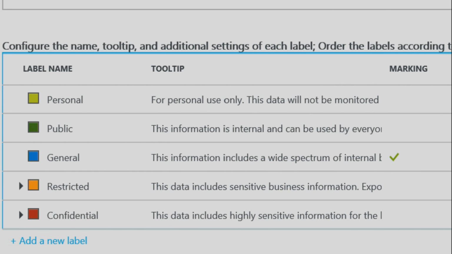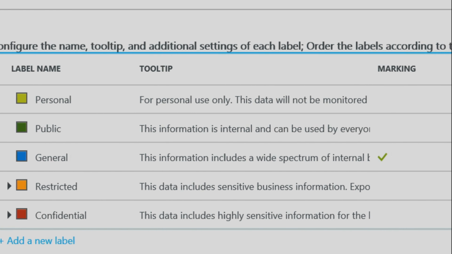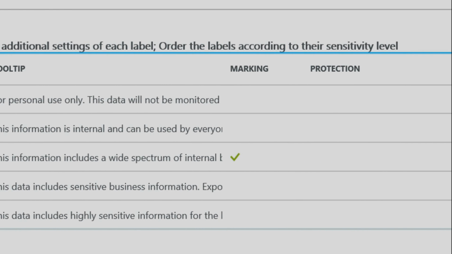As you can see, there's a tooltip. That is what the user sees in the interface, so you can help the user understand: this is what the label is for, this is what it's going to do. You'll notice on the right-hand side that there is a green checkbox beside one of them for marking. That means that we are going to apply visual marking to that label. When I click that button, something is going to happen inside the document. A header, a footer, a watermark, whatever that might be.